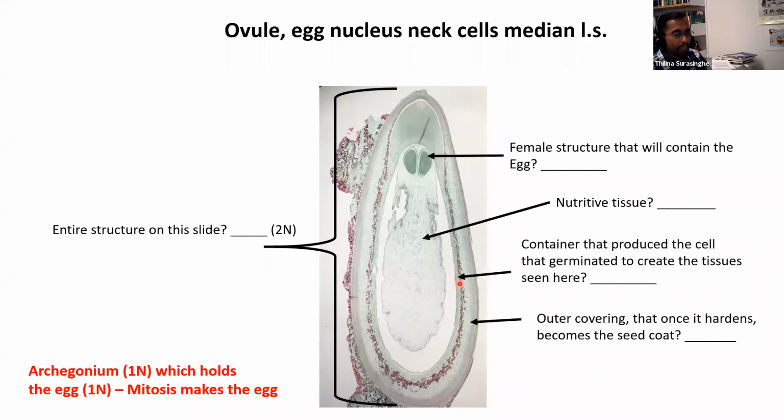What tissue is this? Sporangium. Very good, right? What specific sporangium? Megasporangium, right? That is megasporangium. Okay.